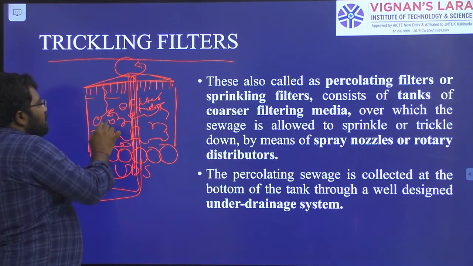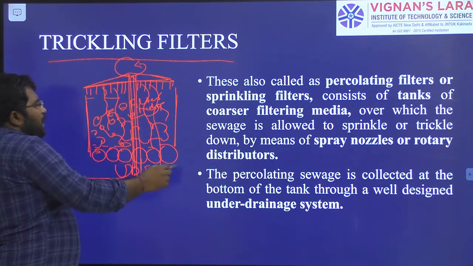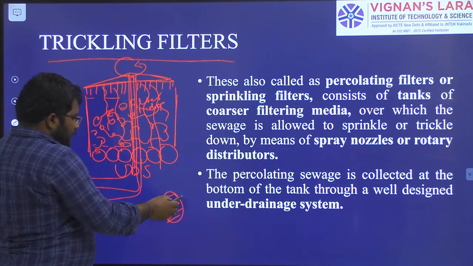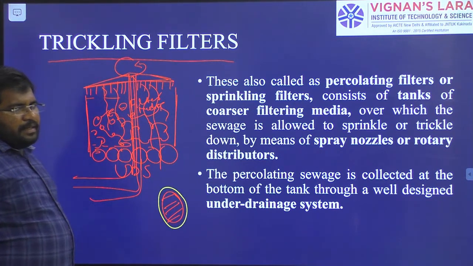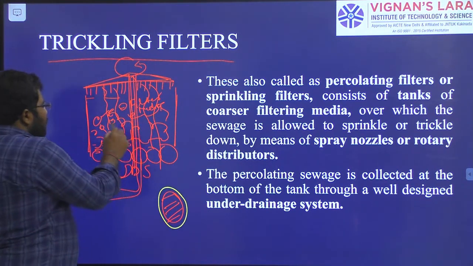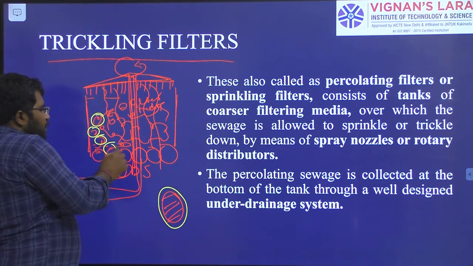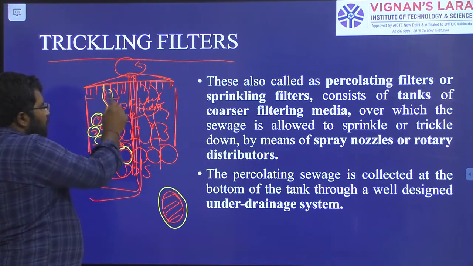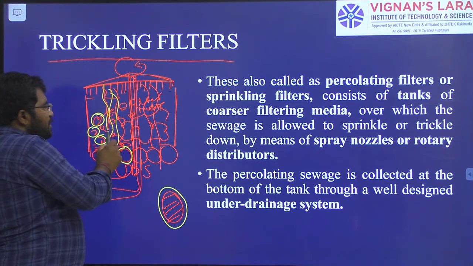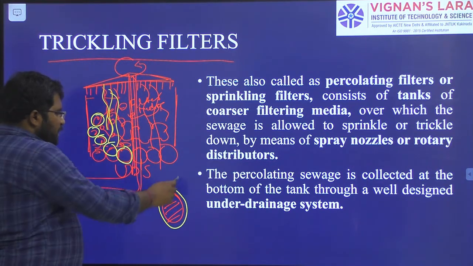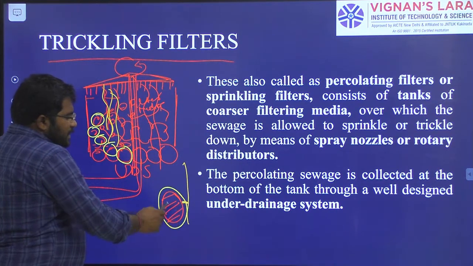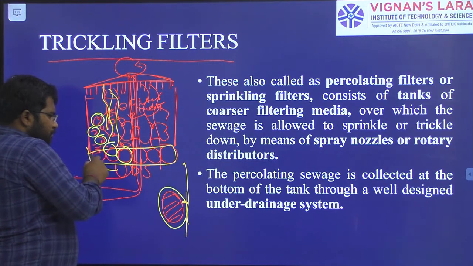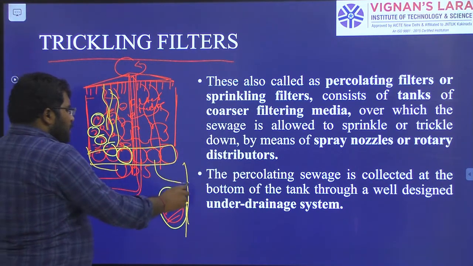When these raindrops come over the media, around the media we have the biological layer. Whenever the wastewater comes here, it passes through that layer. The food in the waste can be absorbed by the microorganisms present in this biological layer, so that the clean water moves down, is collected in the underdrainage system, and is sent out.